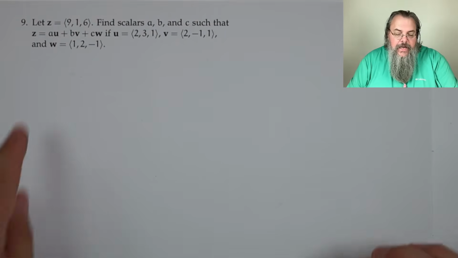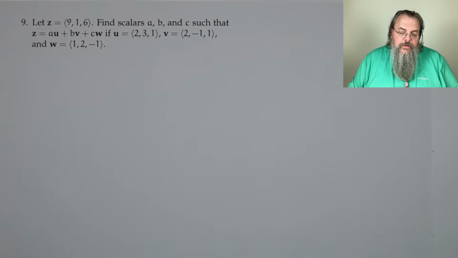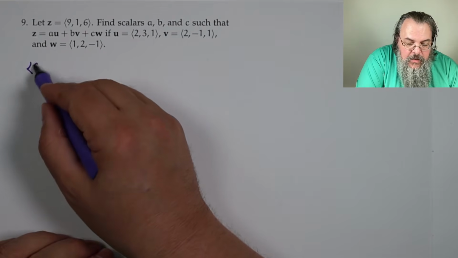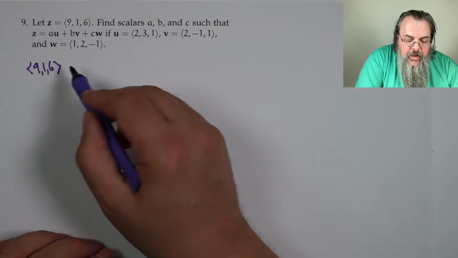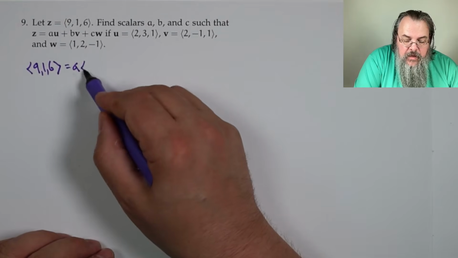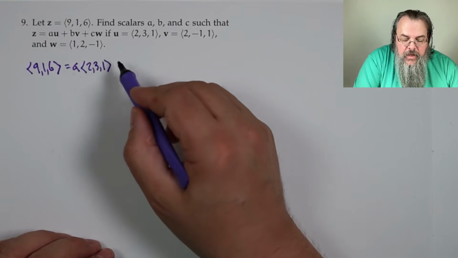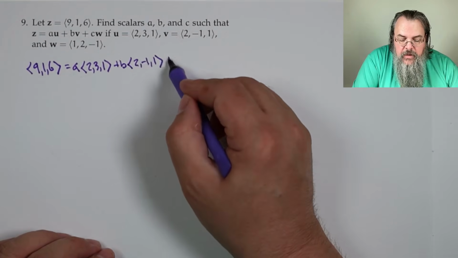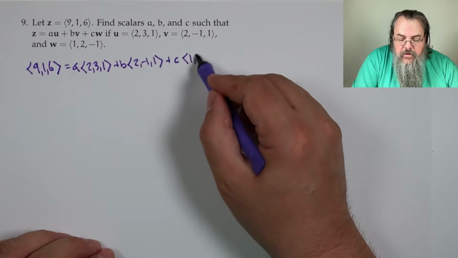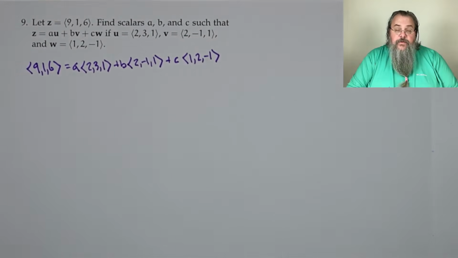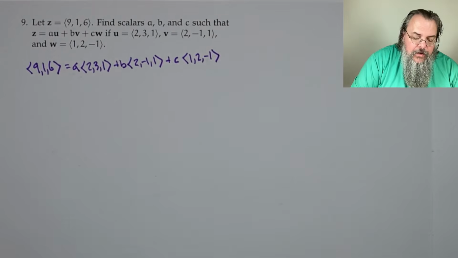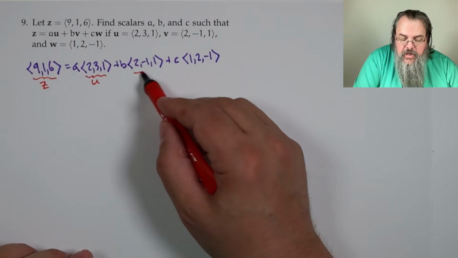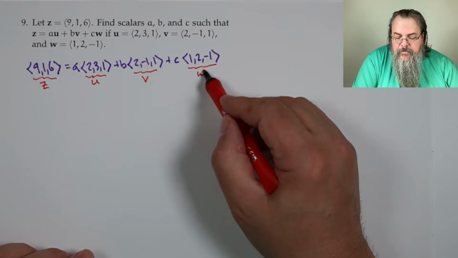So let's start by writing out what this says. We know what z is. We know what u, v, and w are. So we're told that 9, 1, 6 is equal to a times 2, 3, 1 plus b times 2, minus 1, 1 plus c times 1, 2, minus 1. And just to remind ourselves, where is all this coming from? Well, this is just saying that z is a times u plus b times v plus c times w.